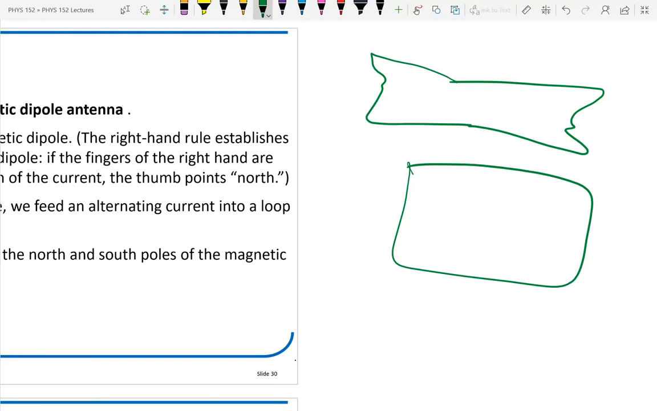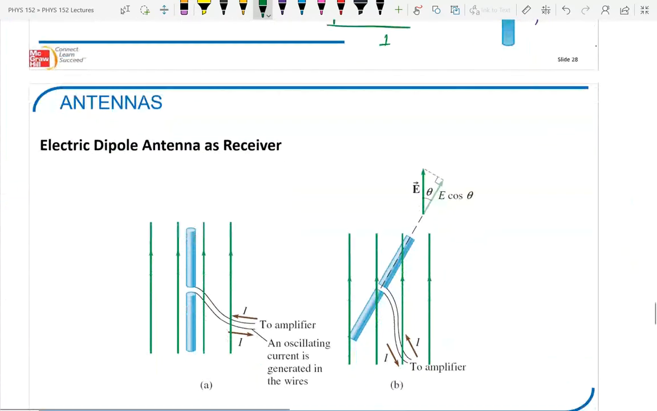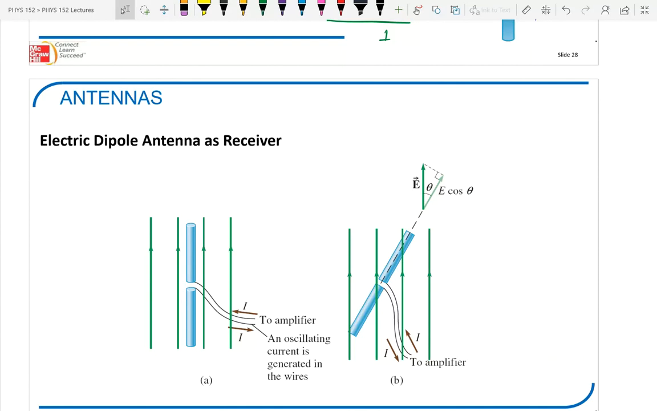That's also a loop. And we've learned now that if you have a changing magnetic flux, the magnetic field is going in and changing, then it's going to induce an EMF. The more loops you have, the higher the EMF that's going to be induced. And so that is going to pick up a signal by picking up the magnetic field oscillations, whereas the electric dipole picks up the radio signal by looking at the electric field oscillations.